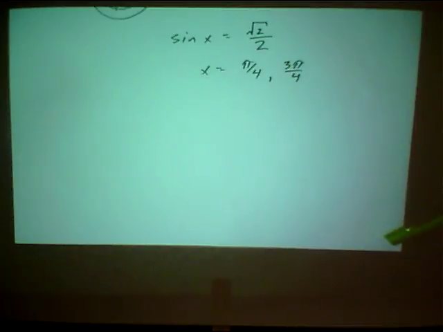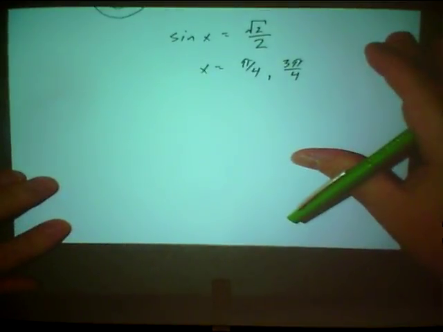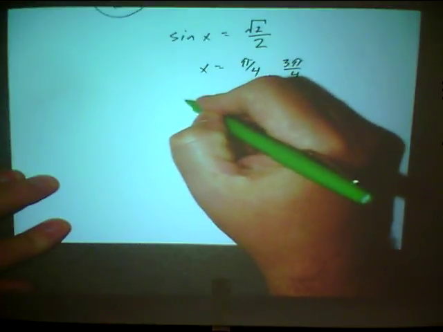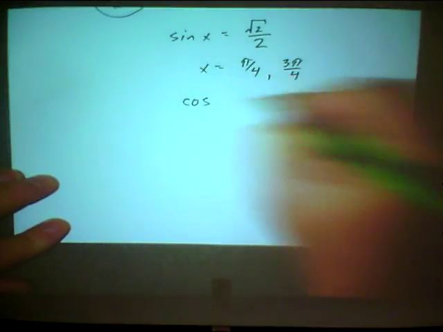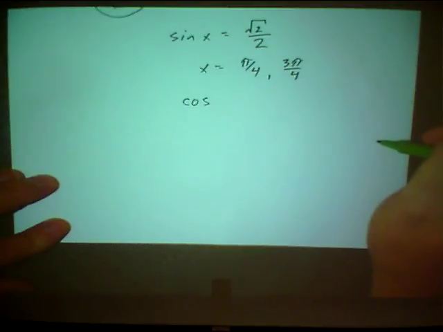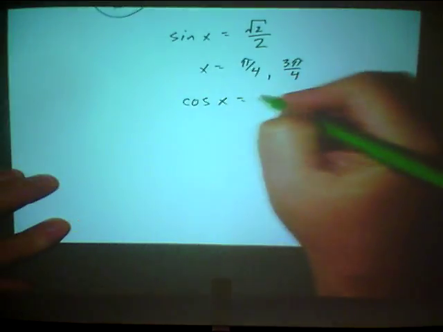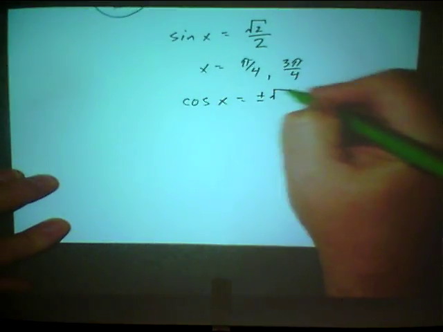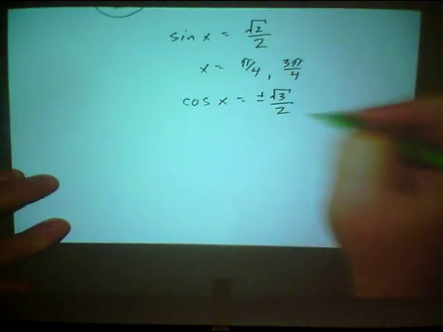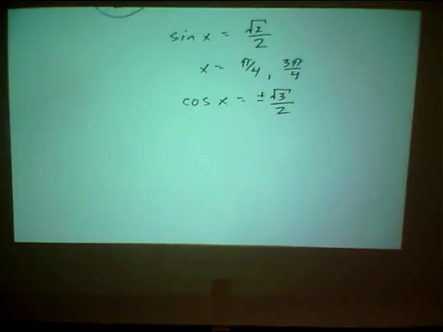Let's do one more. How about the cosine? Let's do this: cosine of x equals plus or minus square root of 3 over 2. So now it's saying, go look at all the angles between 0 and 2 pi and see if the cosine of any of those angles equals either positive or negative square root of 3 over 2.